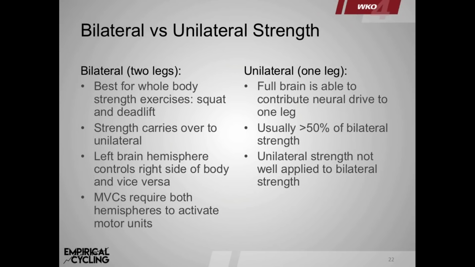So bilaterally, two legs contracting at the same time. To me, this is the best for whole body strength exercises. My main strength exercises for this for cyclists are the squat and the deadlift. And the bilateral strength that you can gain carries over really well to unilateral strength. How this works is your left brain hemisphere controls the right side of your body, and vice versa. Well, not the whole hemisphere, but you know what I mean. Maximal voluntary contractions require both hemispheres to activate motor units. But when we move over to unilateral contractions, your full brain is able to contribute neural drive to one leg.